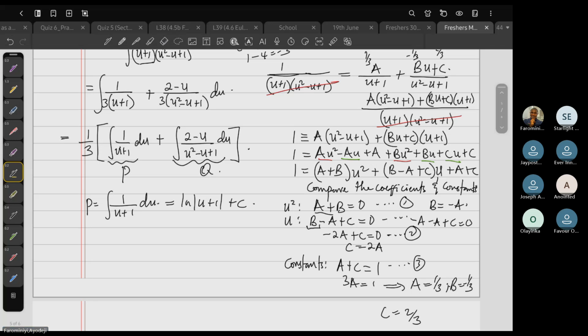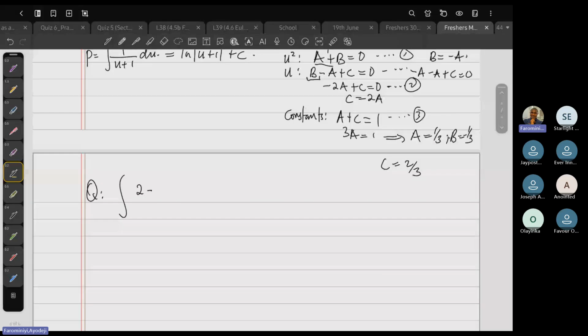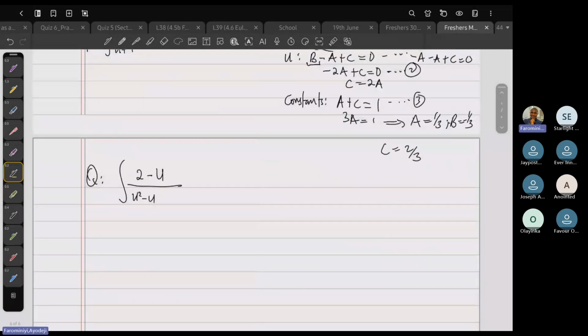Okay, so 2 minus u. How do we work with that? Anybody has an idea? Let's write it out. So Q is the integral of 2 minus u, or minus u plus 2 if you want, over u squared minus u plus 1. Does anybody on this call have an idea of what we need to do here? Yinka, you should know.